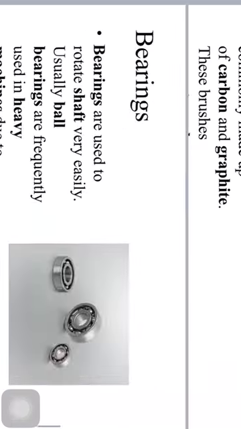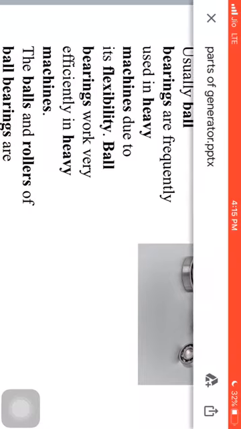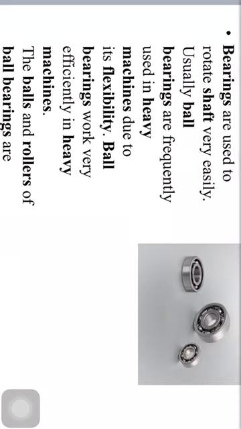Next, coming to bearings. Bearings are used to rotate the shaft very easily. Usually, ball bearings are frequently used in heavy machines due to their flexibility. Ball bearings work very efficiently in heavy machines. The balls and rollers of ball bearings are packed in hard oil. Okay, this is about bearings.